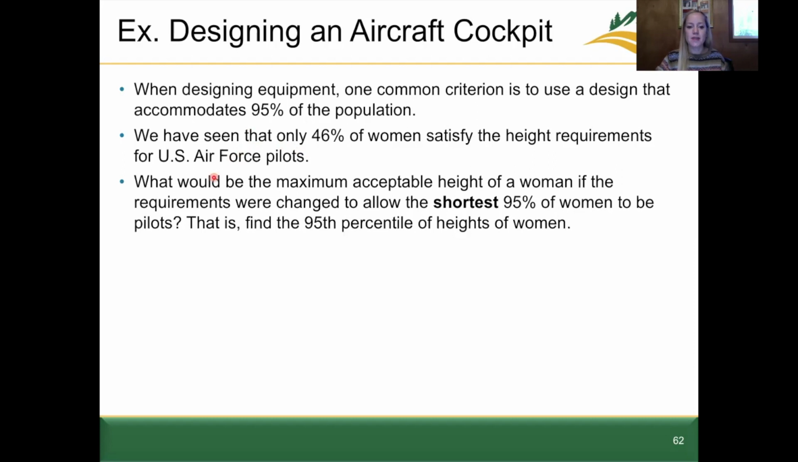What would be the maximum acceptable height of a woman if the requirements were changed to allow the shortest 95% of women to be pilots? That is, find the 95th percentile of heights of women.